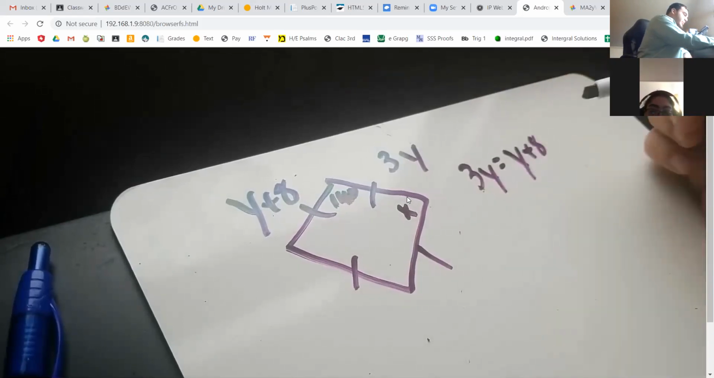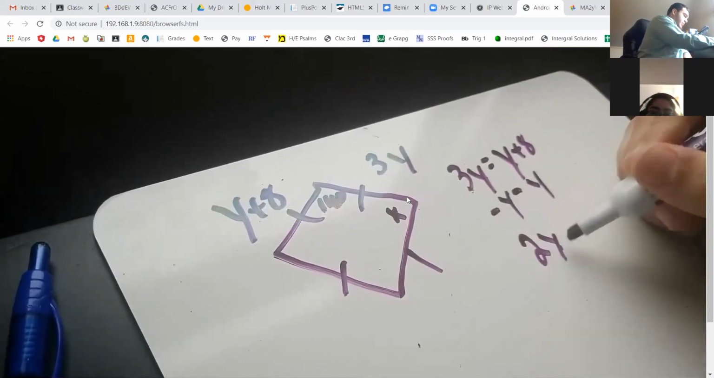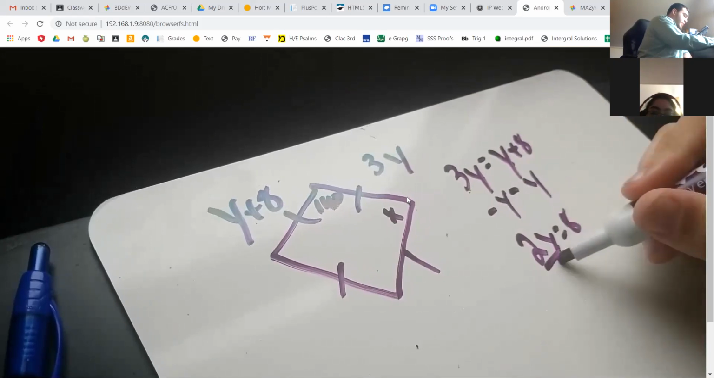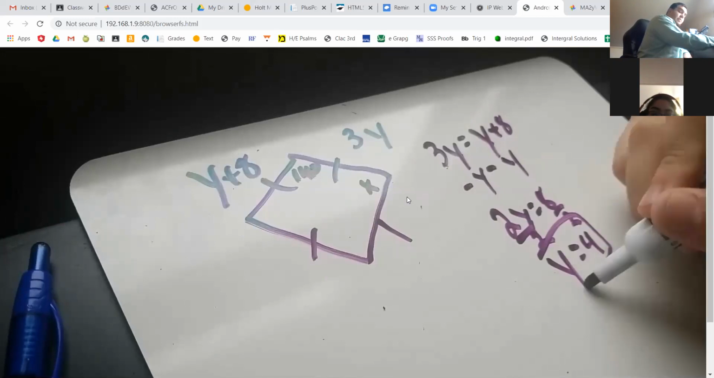From there, I just do some simple algebra. Minus y, 2y equals 8, divided by 2, divided by 2, y equals 4. So that's for y.